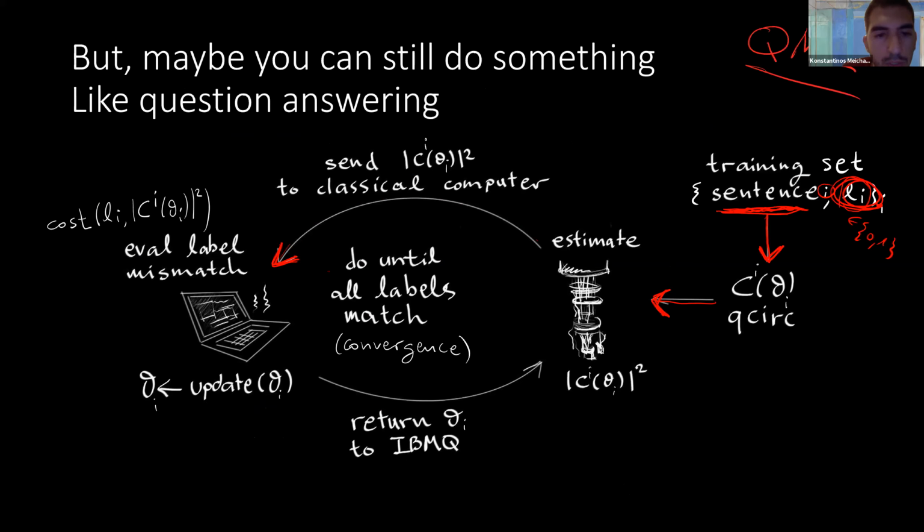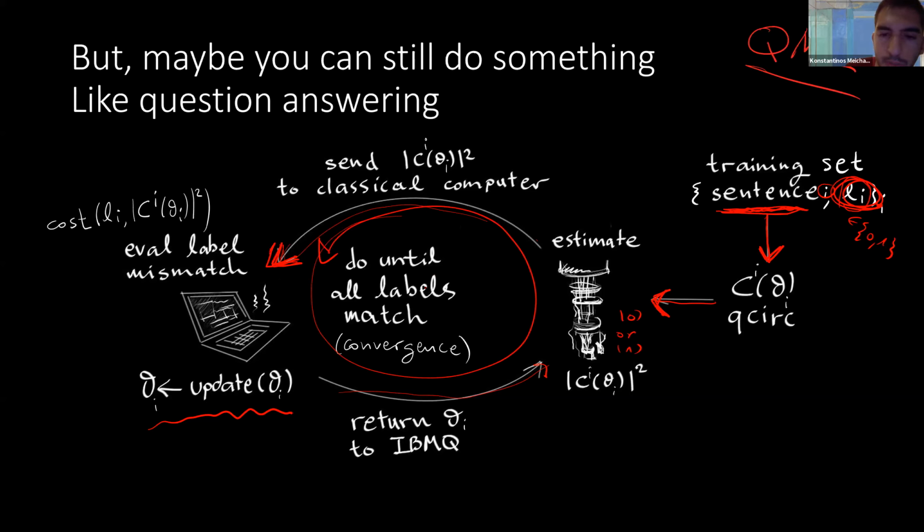If it doesn't match, you have to update the parameters of the circuit and send it back to the machine, estimate again the 0 or 1 value, and send it back and see if it's matched now. So you go through this loop until it converges. And what I've described is basically a supervised binary classification task for machine learning.